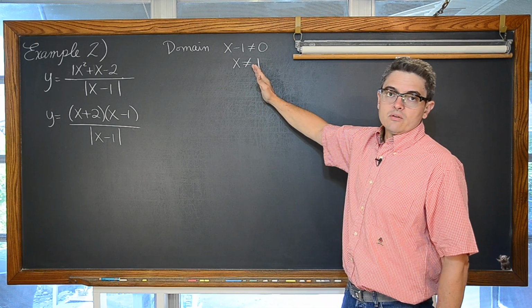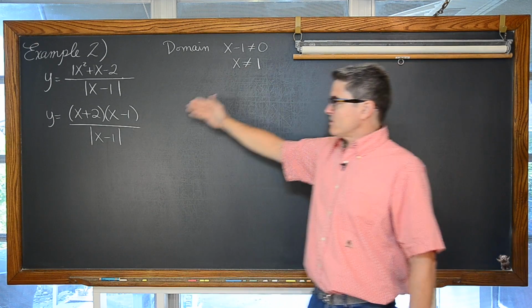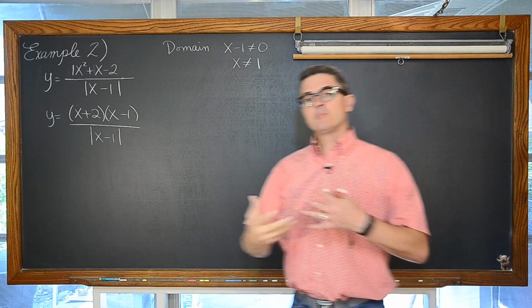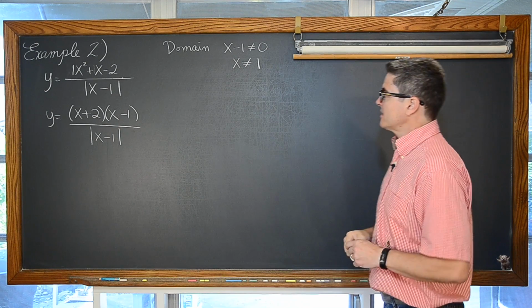But we're also restricting the domain. X will never be 1, otherwise you're dividing by 0, and this is undefined. Even if it cancels out and simplifies to a simpler looking equation, the x minus 1 is still in that original denominator.